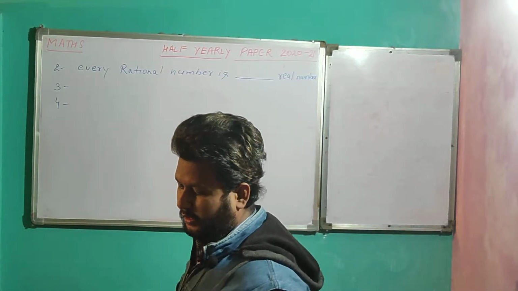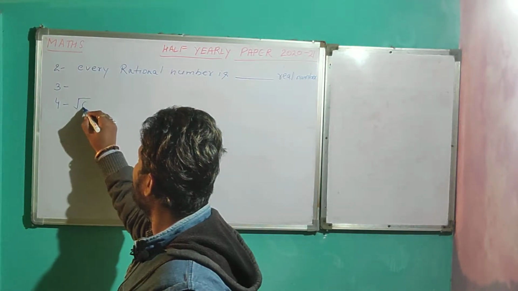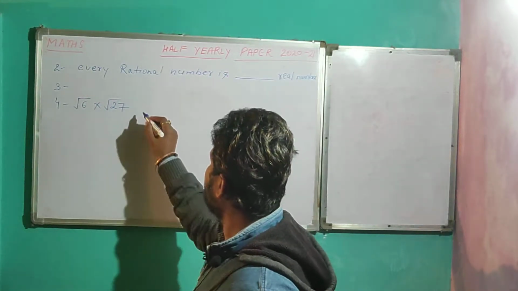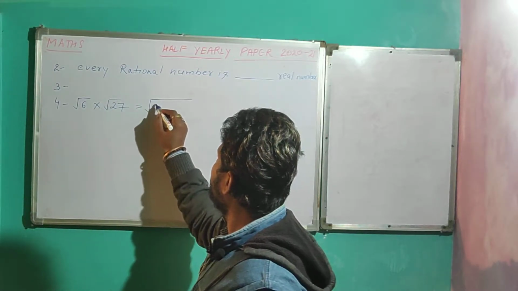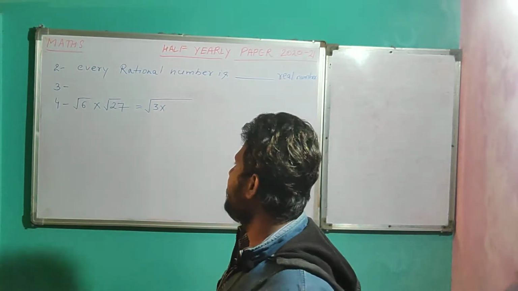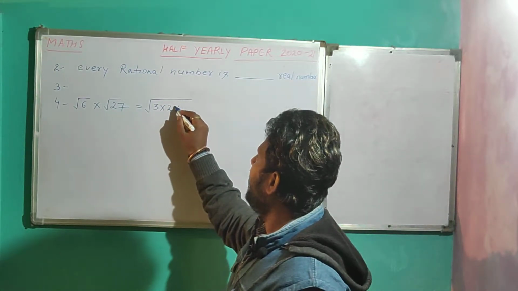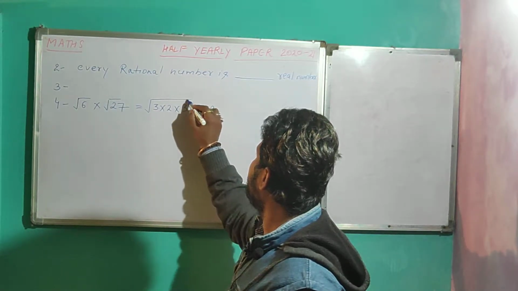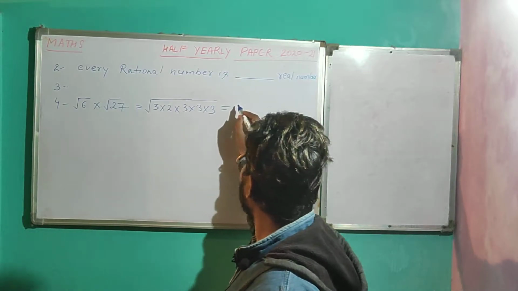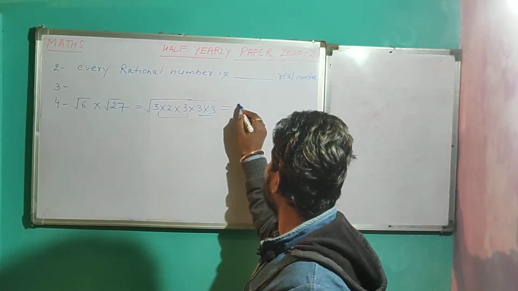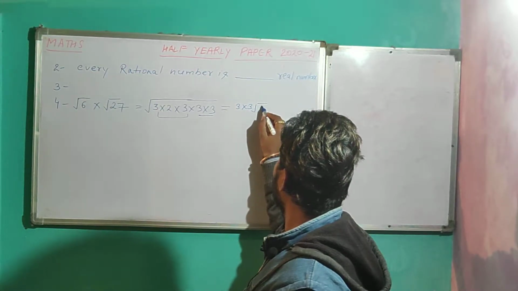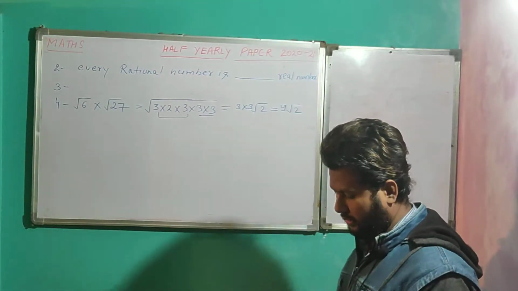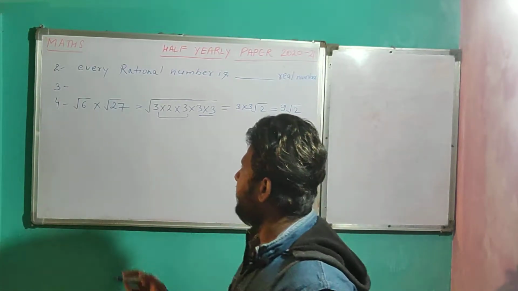Coming to the fourth question. Root 6 into root 27. We can factorize root 6. Root 6 can be written as root 3 into root 2, and root 27 can be written as 3 into 3 into 3. Therefore, taking one pair, second pair, this will be equal to 3 into 3 root 2. This is equal to 9 root 2.